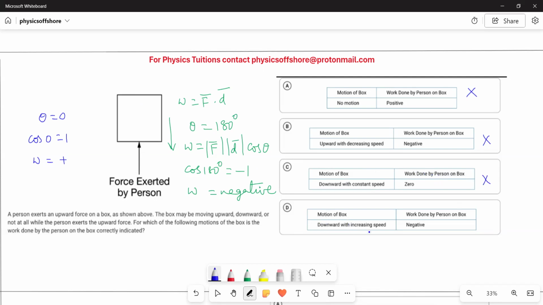Motion of the box is downward with increasing speed, and the work done by the person on the box is negative. This is the right answer. How? I will explain. The force is acting in the upward direction, and the displacement is in the downward direction. So the angle between the force and displacement is 180 degrees. Therefore, cos 180 is equal to -1. Therefore, work done is negative. Am I right? Because work done is equal to force dot displacement, or W is equal to F d cos theta. Therefore, W becomes negative. So this is the answer for this question.